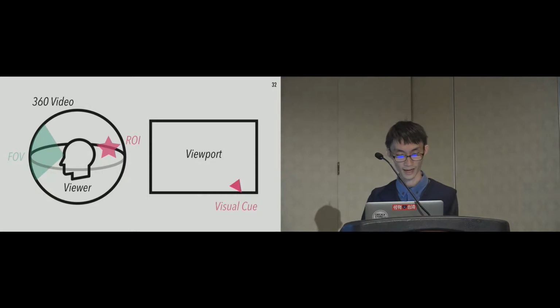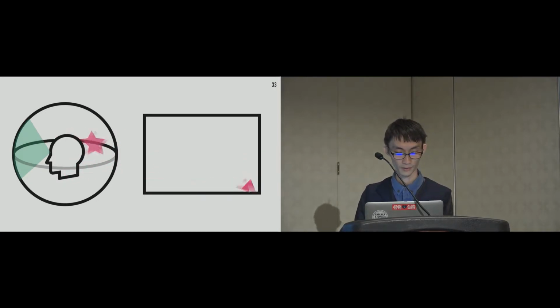On the left-hand side, the viewer is watching a 360 video. The green area is his field of view, and the star represents the region of interest. As for the right-hand side, the rectangle is the viewport, and the arrow is the visual cue. The arrow is put on the shortest path from the center of the viewport to the region of interest.